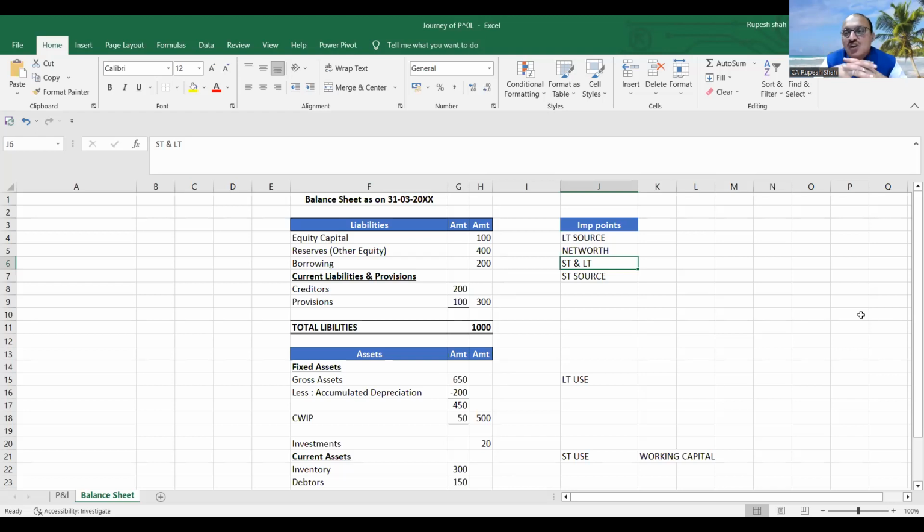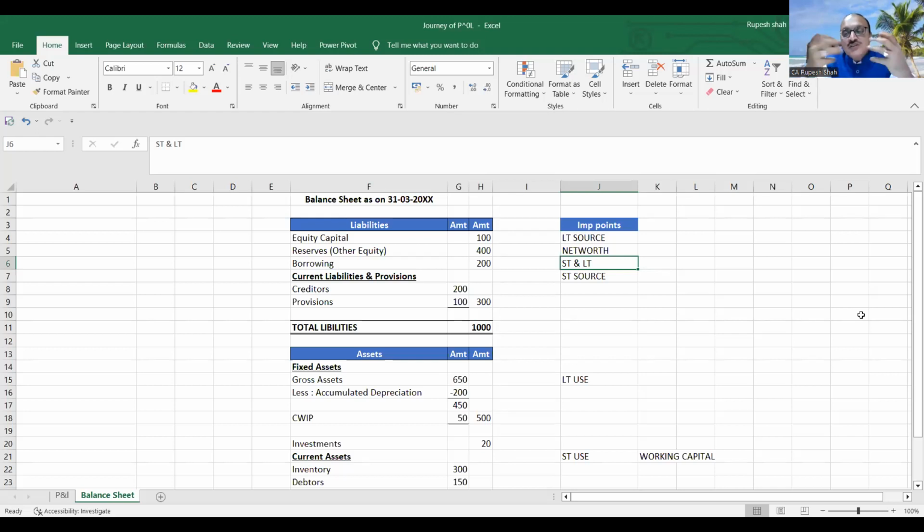Say I have taken a term loan from the bank. That means a long-term loan which is payable after 12 months. Say for 5 years I have taken a loan for the construction of a factory building or buying plant and machinery, which I will repay over more than 12 months. That is called a long-term loan. Again, that is a long-term source of finance.